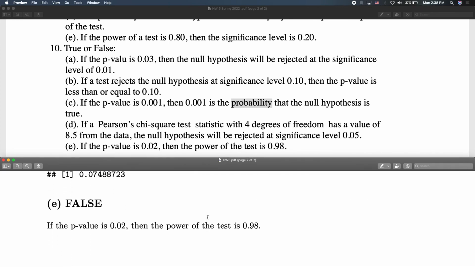And then the last one, p-value 0.02, power 0.98. Again, they do not necessarily sum up to 1, which is going to be false.